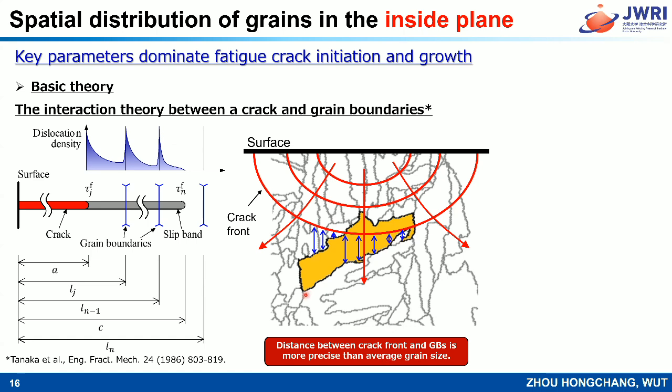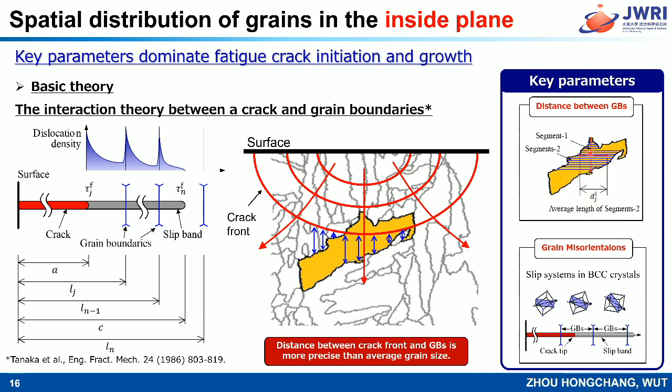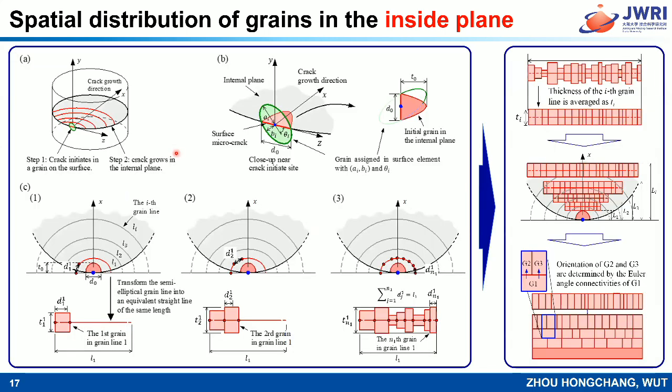As I introduced before, most researchers will model the grain as an ellipse or a circle. However, that kind of parameter, like the equivalent diameter of the circle, is not as precise as this kind of distance. And therefore, the key parameter of the grain boundary effect can be reflected as two parts. The first one is the distance to the grain boundary, and the second one is the grain misorientation. And based on this kind of concept, we will build the microstructure distribution in the inside plane.